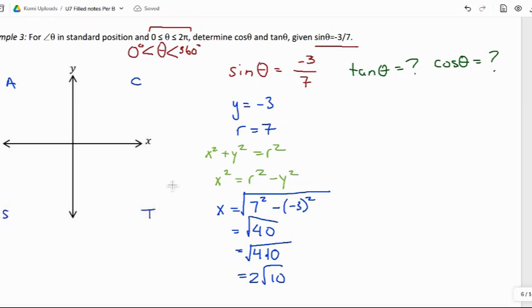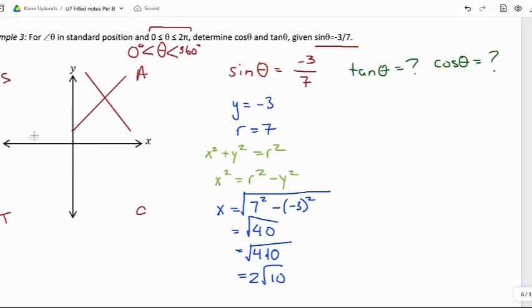How many quadrants, folks? Is it 1 quadrant or 2 quadrants or 3 quadrants or 4? Good. Folks, will the angle be in quadrant 1? No. Because, oh, I wrote CAST wrong. C, A, S, T. In the first quadrant, everything is positive.